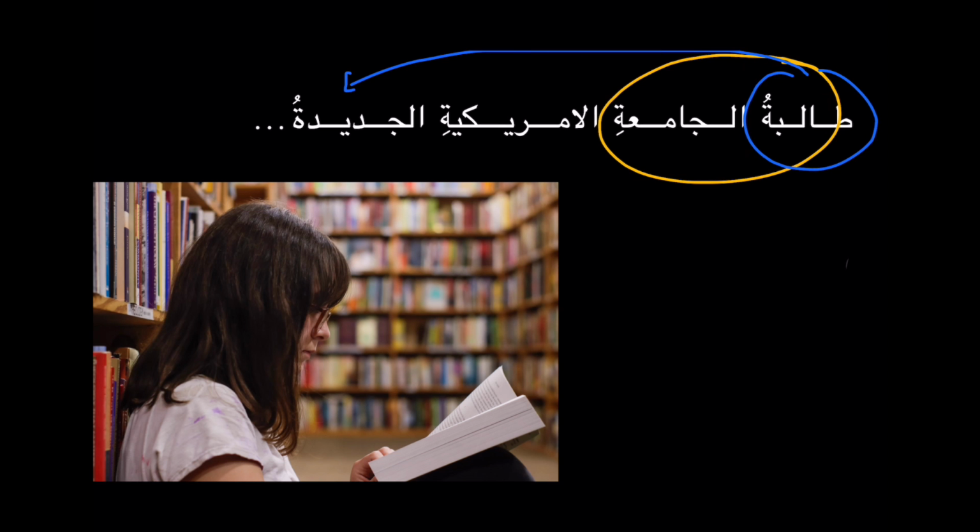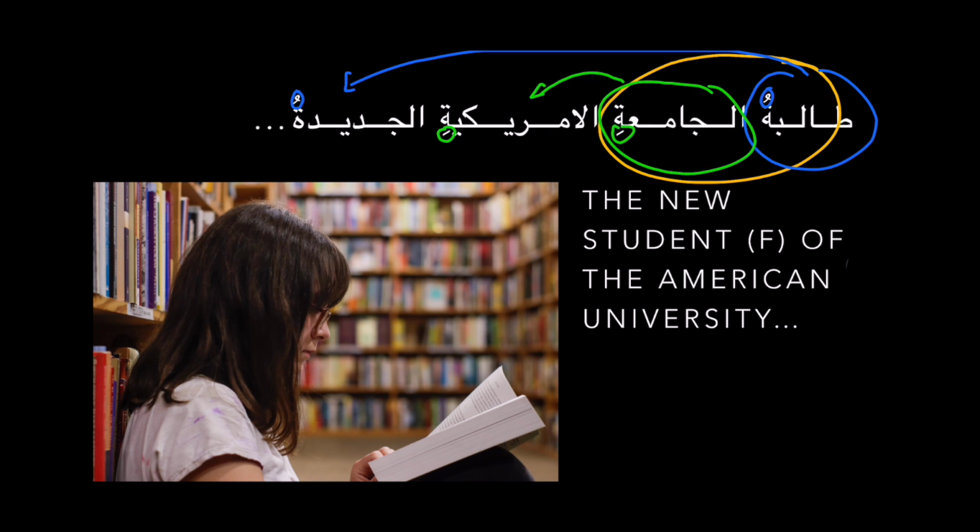Try to do this one on your own by hitting pause. So we have طالبة الجامعة, we have this إضافة, الأمريكية الجديدة. So here the first term of the إضافة, which I'll circle in blue, is being modified last. And we know that because they're both in the nominative case. And then the second term of the idafe, which I'll do in green, is being modified first because they're both in the genitive case. So طالبة الجامعة, so the student is new and the university is American. The new student of the American university.